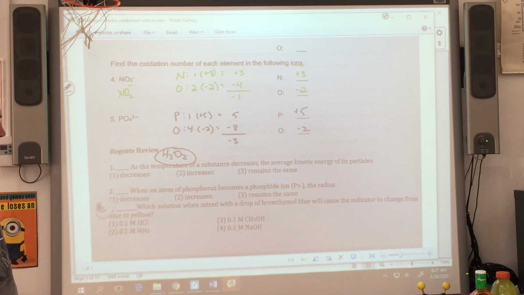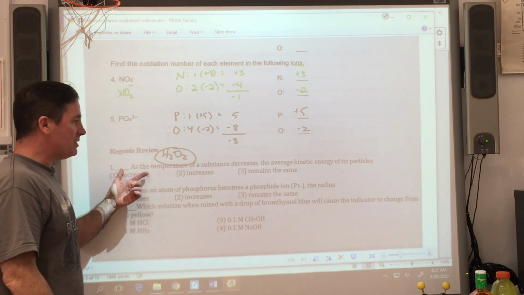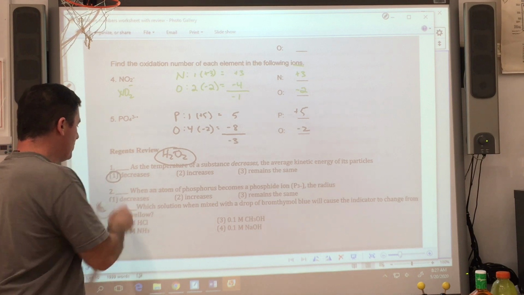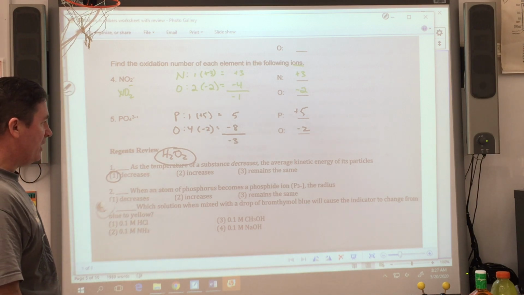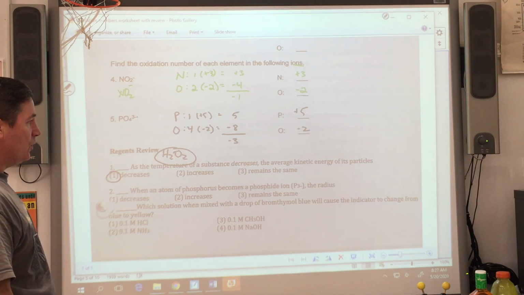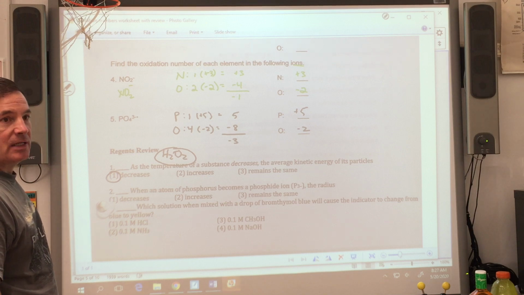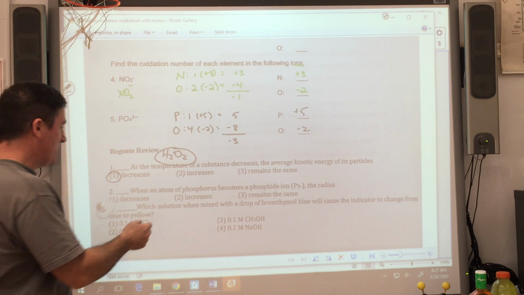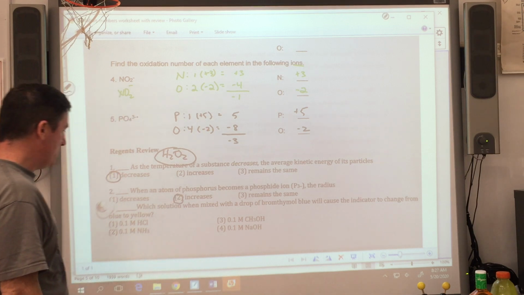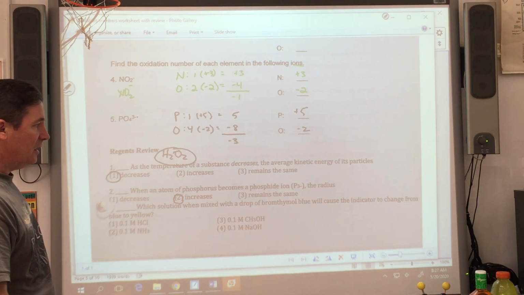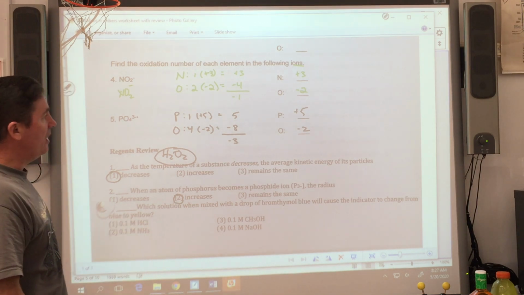Okay? Just for fun, as the temperature of the substance decreases, average kinetic energy decreases. When an atom of phosphorus becomes a phosphide ion, the radius, if I gain electrons, am I getting bigger or smaller? If I'm gaining electrons, those electrons are going to be further away from the nucleus, so it increases, and then we'd have to look in the reference table in order to answer that one.